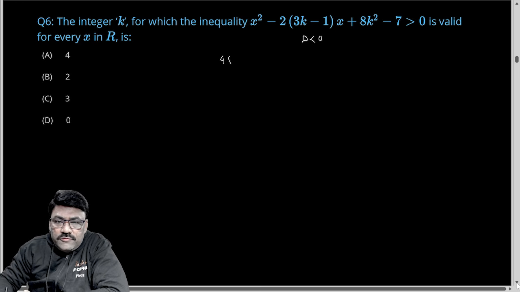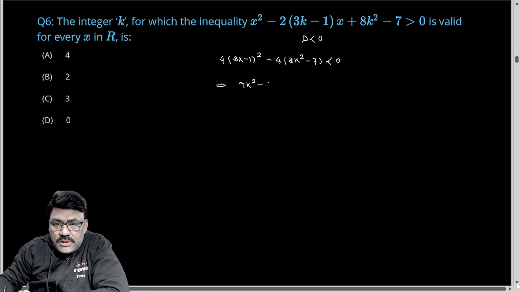Now discriminant is what? Discriminant is 4 times 3k minus 1 whole square minus 4 times 8k square minus 7. So this should be negative. Now 4 can be taken out. So it is 9k square minus 6k plus 1. And then minus 8k square plus 7. It is less than 0.